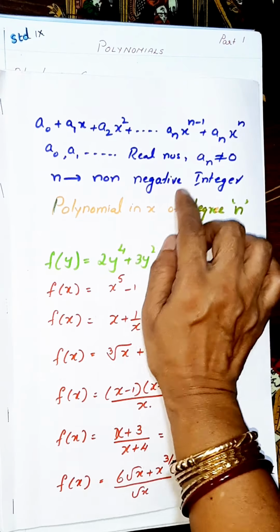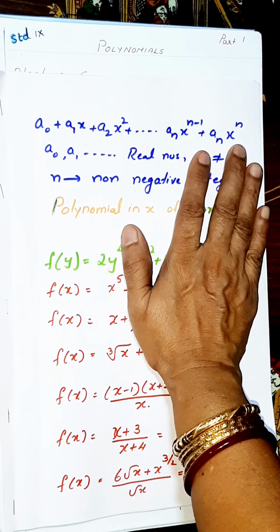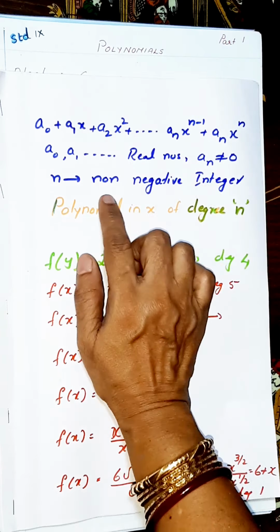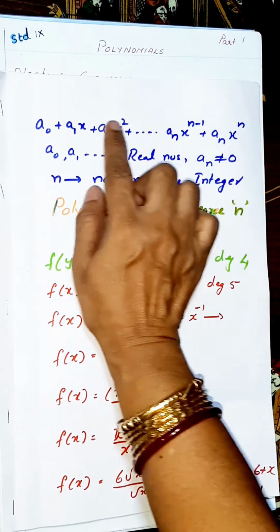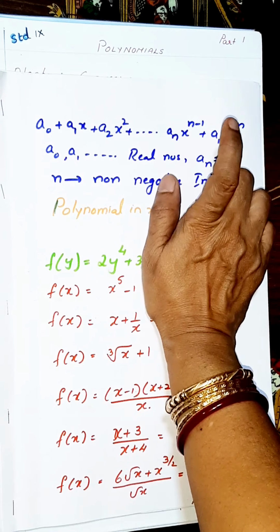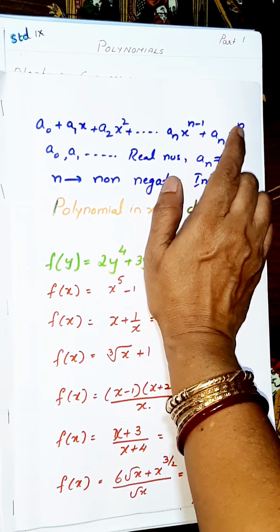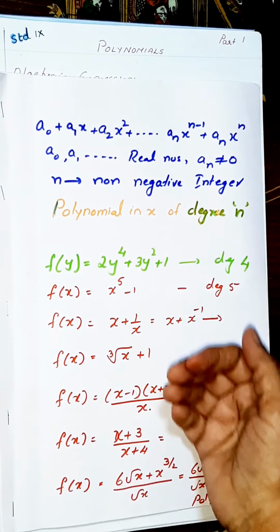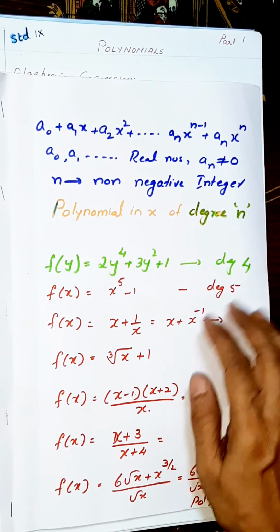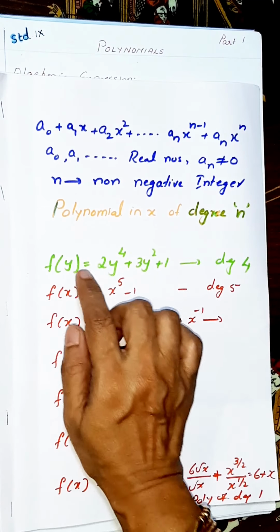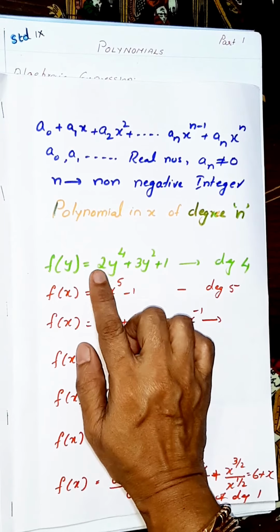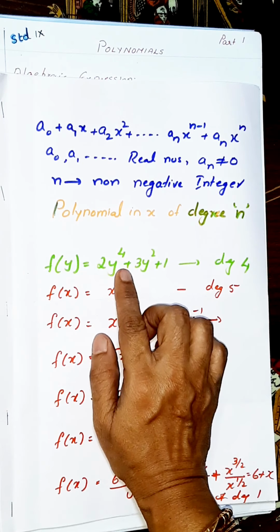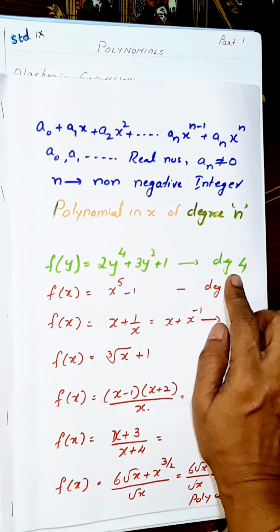This is the general format of a polynomial, and it is very important that all these powers have to be non-negative integers. We will do some examples, so this will become very clear. Let us find out whether these are polynomials, and if so, their degrees also.